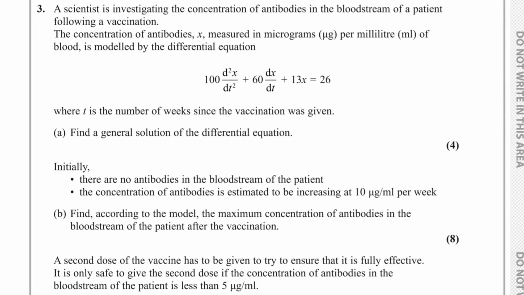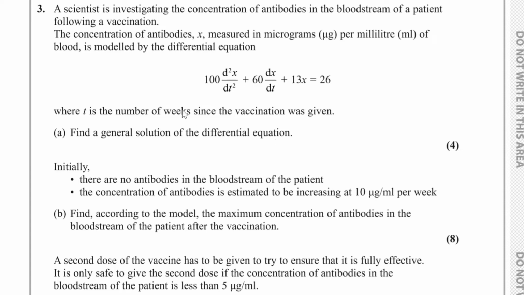Question number 3. A scientist is investigating the concentration of antibodies in the bloodstream of a patient following a vaccination. The concentration of antibodies x, measured in micrograms per milliliter of blood, is modelled by the differential equation 100 d squared x over dt squared plus 60 dx over dt plus 13x equals 26, where t is the number of weeks since the vaccination was given, and for part A we have to find the general solution of the differential equation.